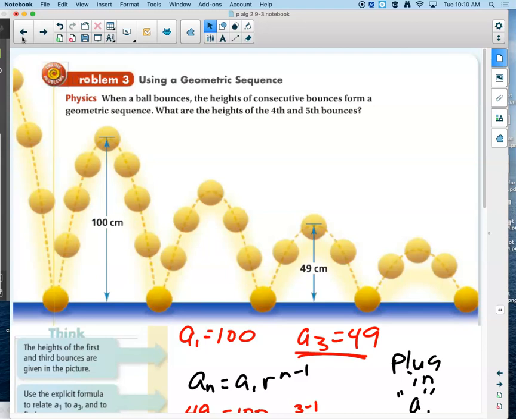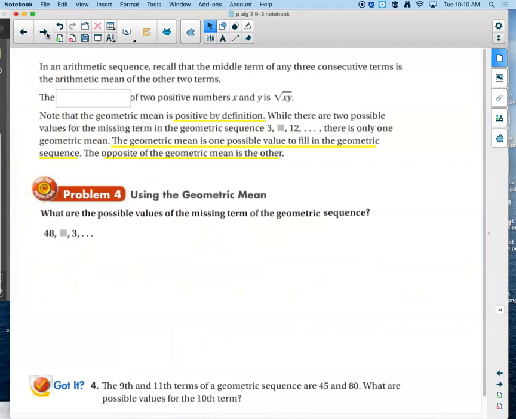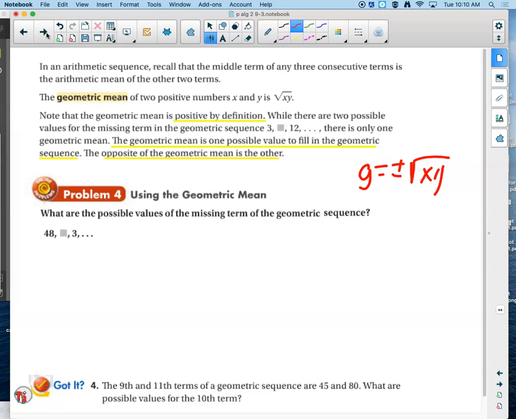And I don't know if you guys remember this, but you actually learned about geometric mean in geometry. Is it ringing bells at all? Anybody remember? Okay, kind of, not really. So it's a good thing we're going to cover it again. So geometric mean. In an arithmetic sequence, recall that the middle term of any three consecutive terms is the arithmetic mean of the other two terms. We can also do that for the geometric mean. So the geometric mean of two positive numbers x and y is the square root of xy. Now, some students just absolutely memorize geometric mean equals plus or minus the square root of xy.